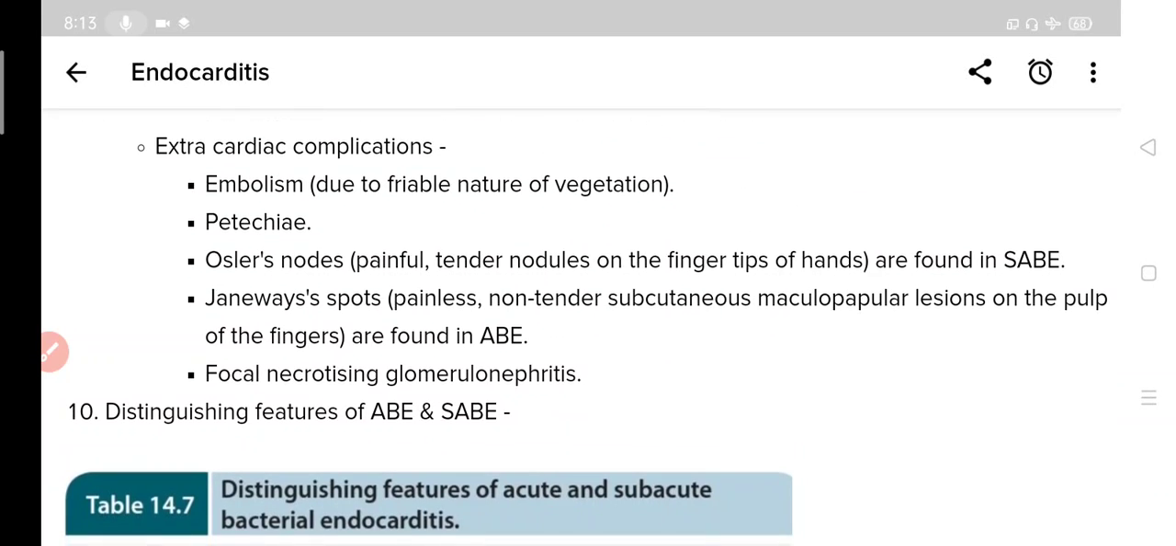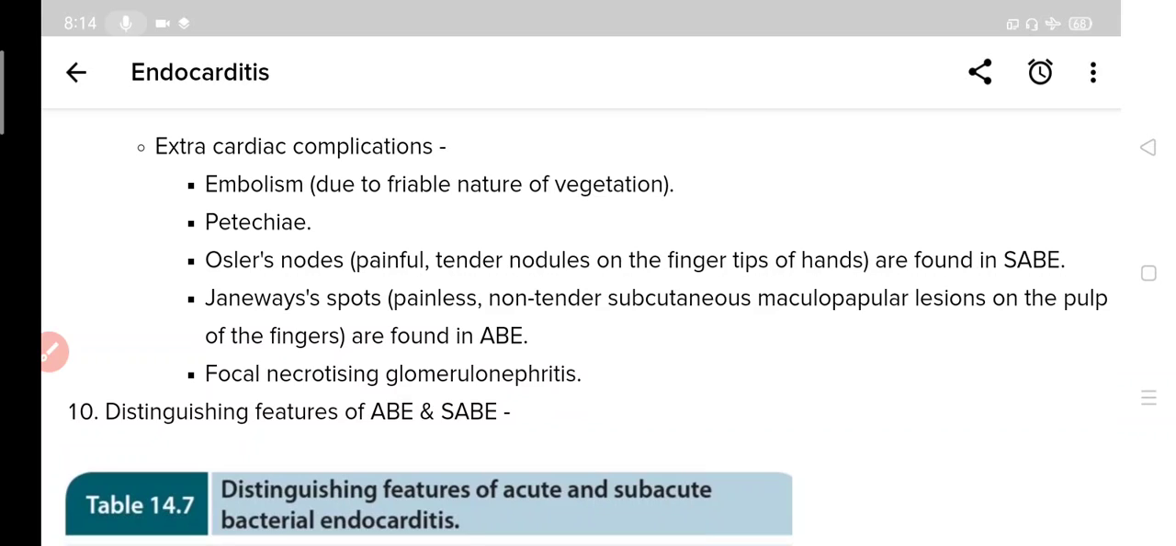Now coming to extracardiac complications, there may be embolism, because in the start of the lecture I told you that the vegetations in bacterial endocarditis are very friable, that is, very easy to break. So sometimes they break from the endocardium and flow with the blood and may cause embolism. The second extracardiac complication is petechiae, and then Osler's nodes and Janeway's spots. Osler's nodes are found in subacute bacterial endocarditis, and Janeway's spots are found in acute bacterial endocarditis.